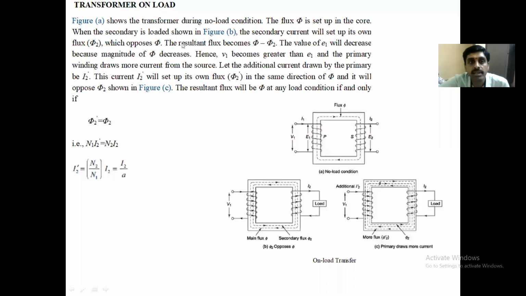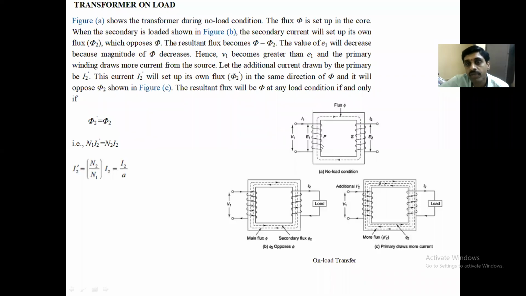So if you see this load condition, whenever the load is connected, this current I2 will be flowing here. This I2 produces flux. This flux is opposite to the main flux. Therefore, the flux is reduced. That means the net flux is phi minus phi 2. Because the flux is reduced, the EMF E1 also reduces.